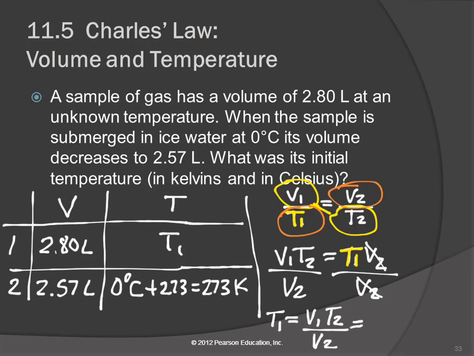And we take our numbers and we plug them in. V1 is 2.8 liters. And T2, we have to use Kelvin, 273 Kelvin. And V2 is 2.57 liters. The liters cancel out. 2.8 times 273 divided by 2.57.